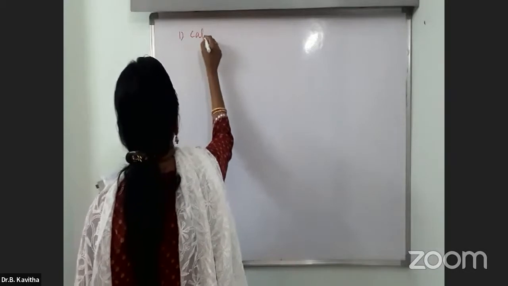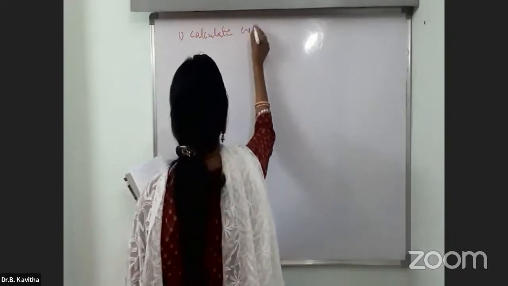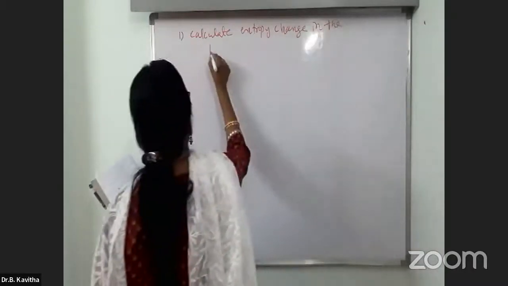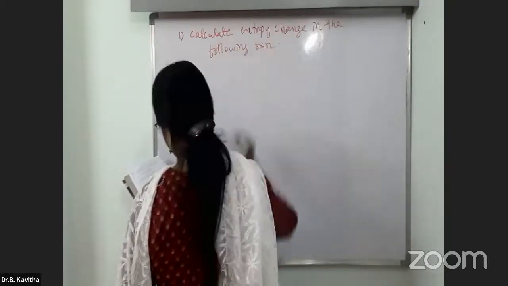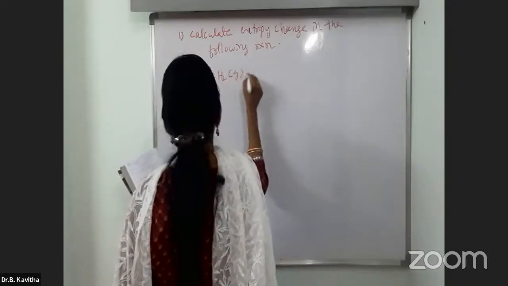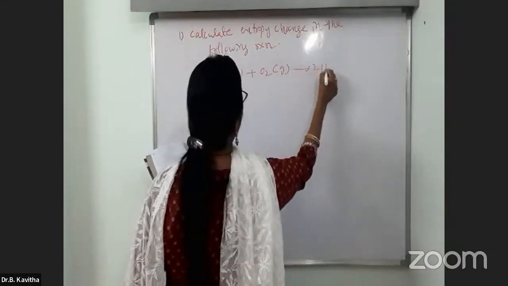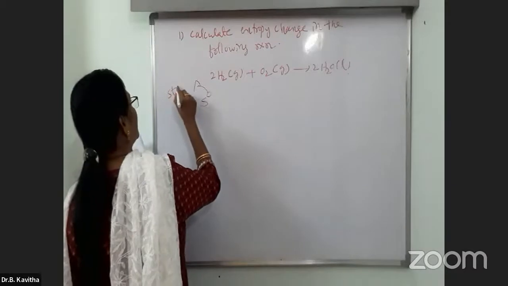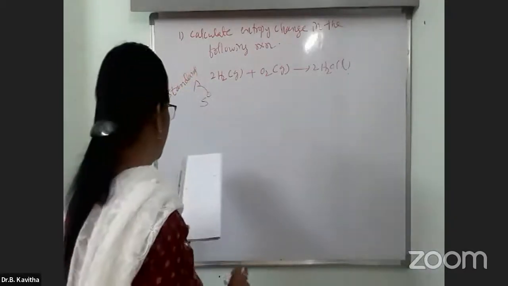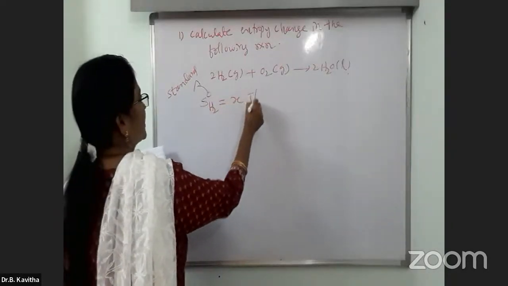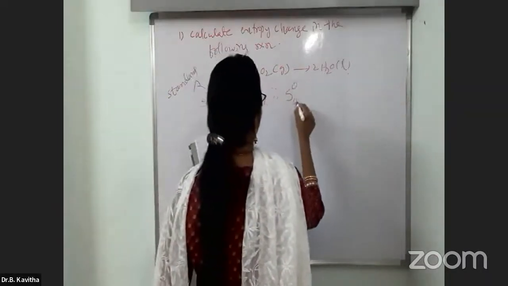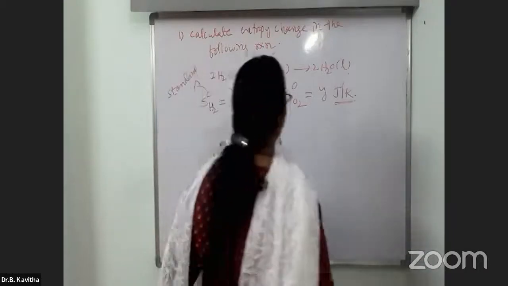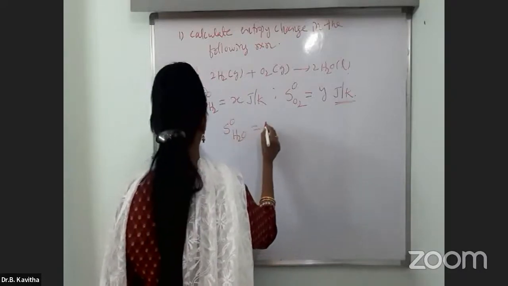The first one, calculate the entropy change. Entropy change means delta S, or dS, remember. In the following reaction, that is 2H2 gas and oxygen gas gives 2H2O liquid. Given that S0, the superscript naught means standard, don't be afraid, it is entropy but in standard state. S0 of hydrogen is given as X joules per Kelvin and S0 of oxygen is given as Y joules per Kelvin. Units are calorie per Kelvin or joules per Kelvin. And here the S0 of water is given as Z joules per Kelvin.